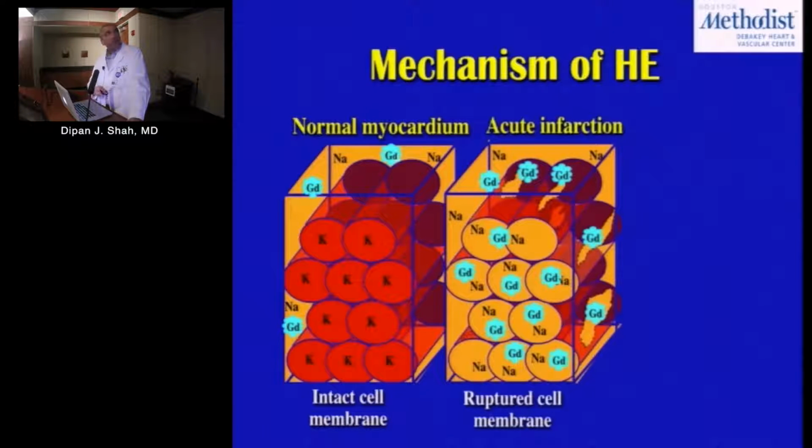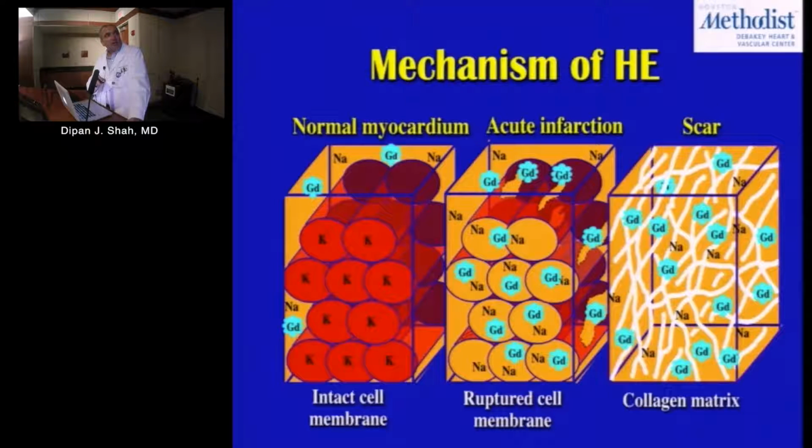Now, what happens in the acute infarct setting? Well, now you have rupture of these cell membranes, and as a result, gadolinium can not only go into the extracellular compartment, but it can actually enter into the intracellular space as well. And as a result, within any given pixel, there's going to be more gadolinium that can distribute to it. And again, hyperenhancement is a basic principle of gadolinium. Gadolinium leads to T1 shortening and therefore leads to hyperenhancement of the myocardium.